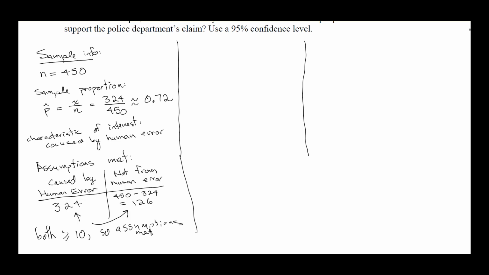Okay, now let's look at our hypotheses. Okay, so my p is going to be the proportion of false alarms caused by human error. So if you want, for space, you can write that over here instead. You don't have to keep everything in the same box as I did. Usually that works okay, but sometimes the spacing doesn't work out perfectly.